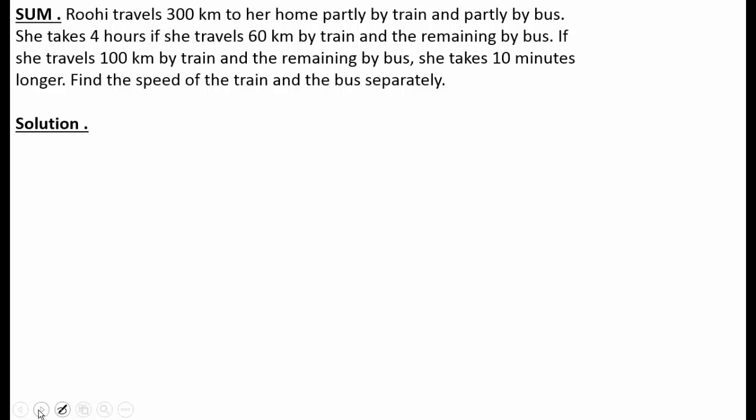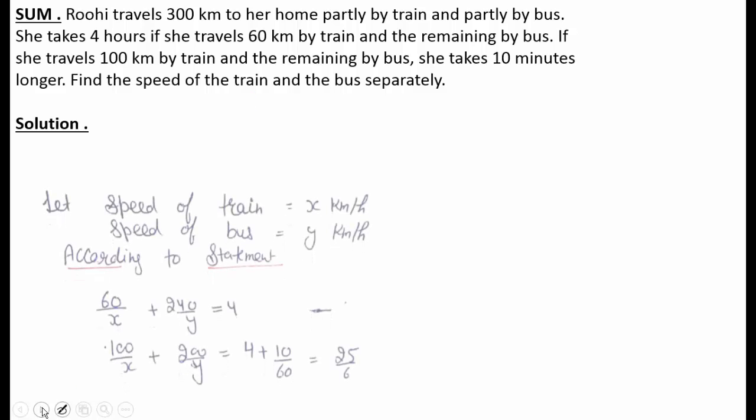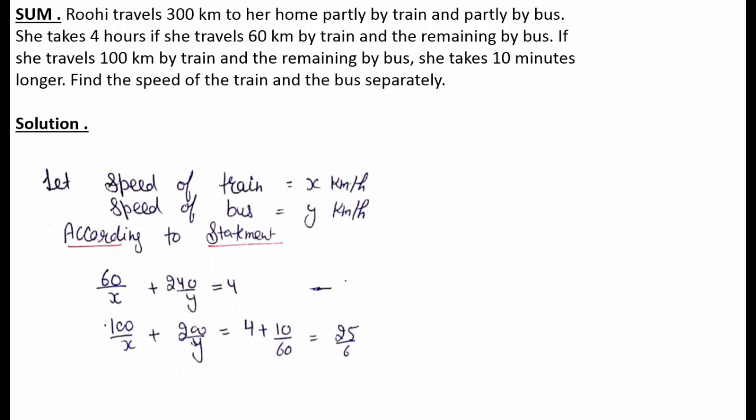Now the third and last question is: Ruhi travels 300 km to her home partially by train and partially by bus. She takes 4 hours if she travels 60 km by train and the remaining by bus. If she travels 100 km by train and the remaining by bus, she takes 10 minutes longer. First of all, we will assume the speed of the train and bus. Let the speed of the train be x km per hour and the speed of the bus be y km per hour.